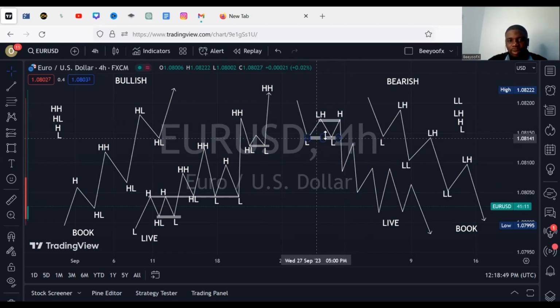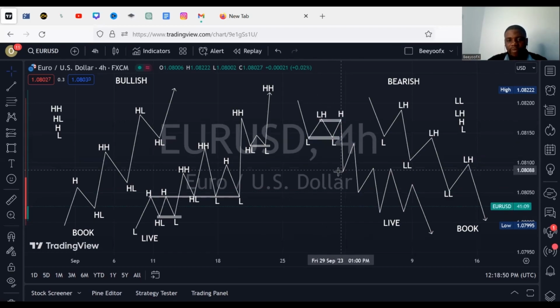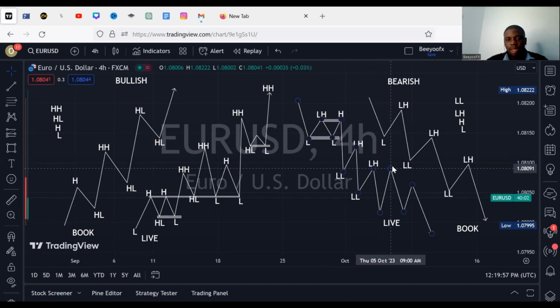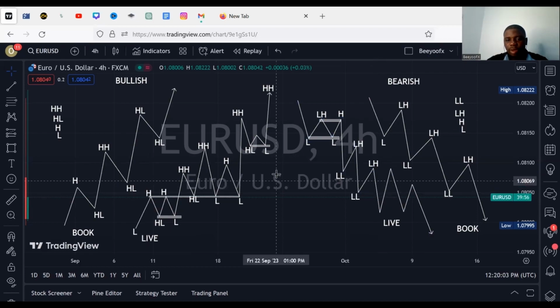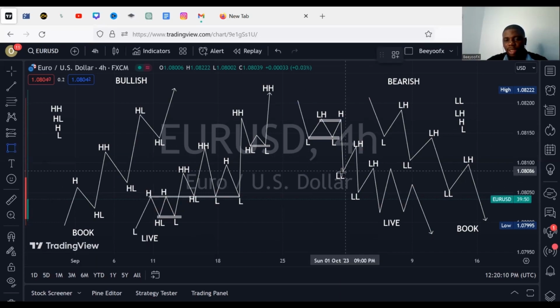The market broke this place. We have another lower low. And again, remember what I told you. Look at what happened here. Market stopped at the midpoint here. That's how market is supposed to stop at the midpoint. That's how we have a lower high at this place.